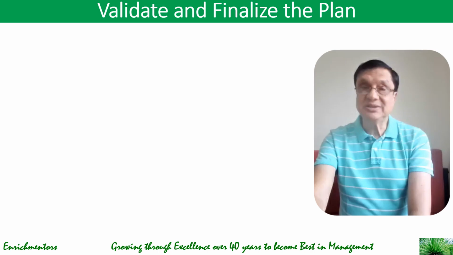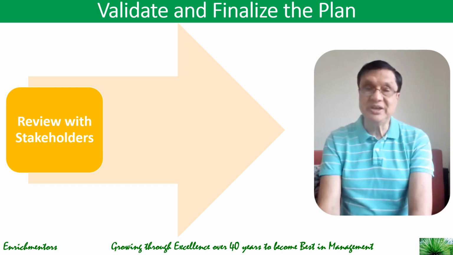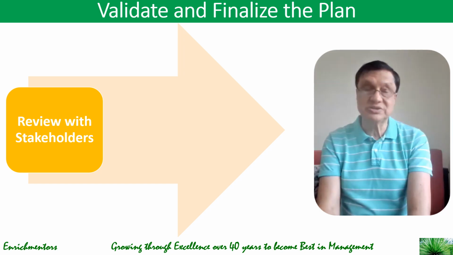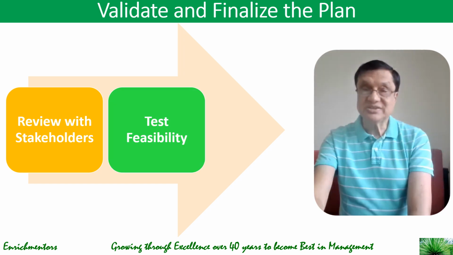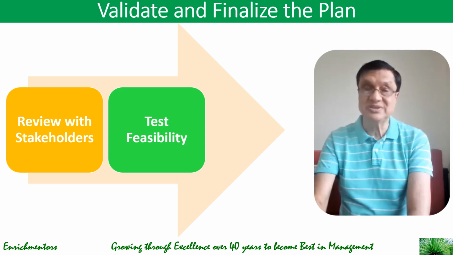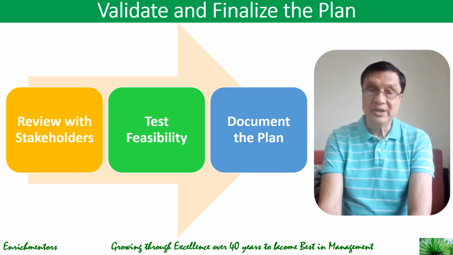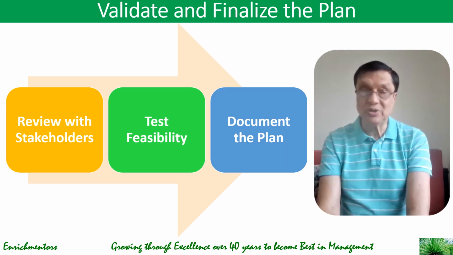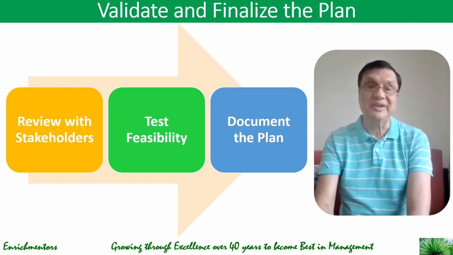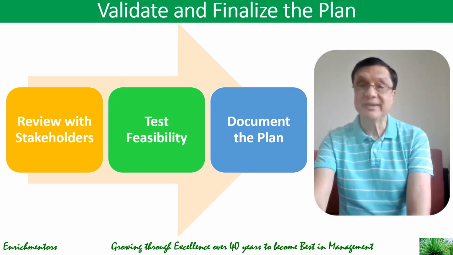Validate and finalize the plan. For that, you need to do three things. Review your plan with the stakeholders by presenting to clients, stakeholders, and sponsors for approval. Check scenarios for potential bottlenecks and unrealistic timelines, and this way test the feasibility of your project plan. And document the plan. Create a formal project charter or a plan document for reference. So that's how you can validate and finalize the plan.